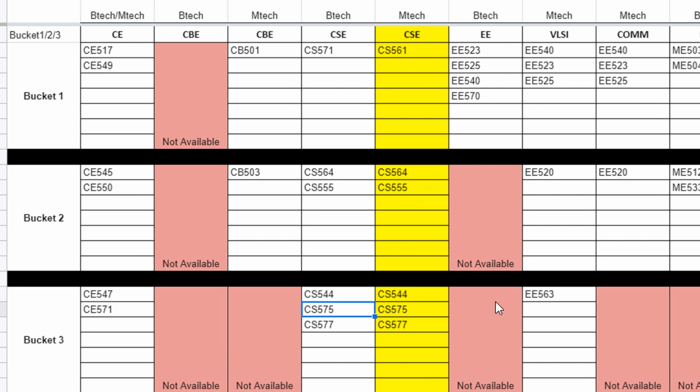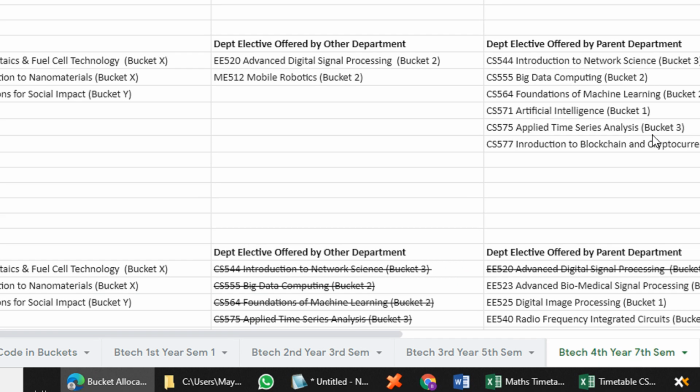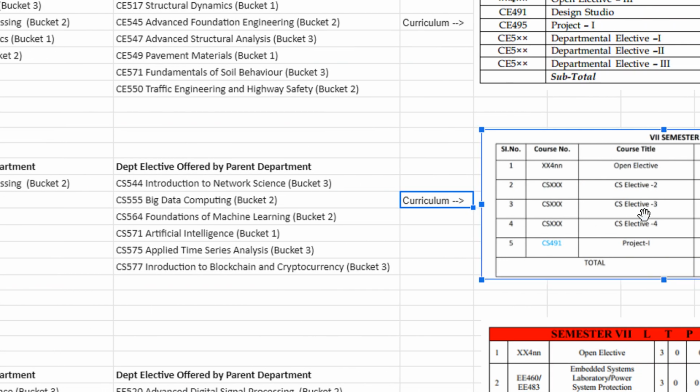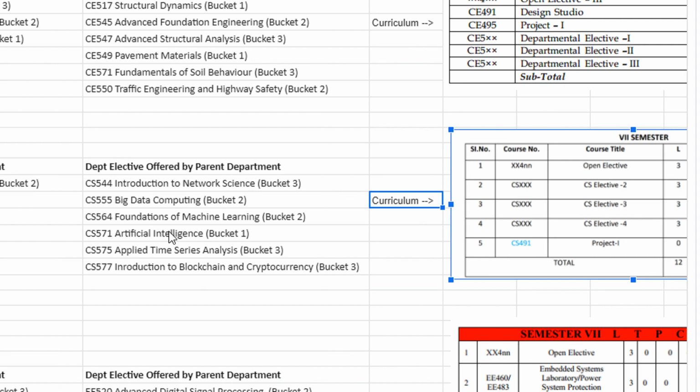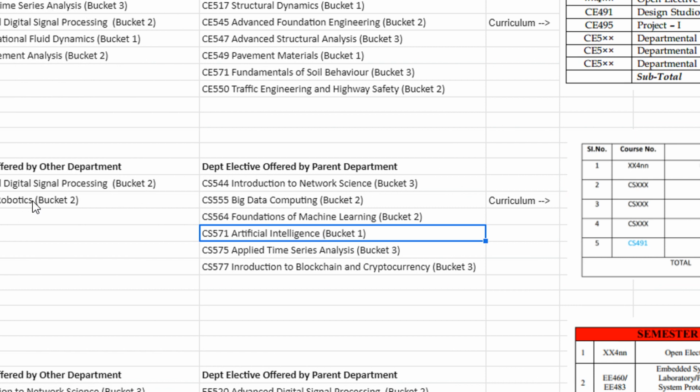Now let me take another example. Let me come to BTech fourth year. Either you can see it there or you can directly see it here. You see in the curriculum there are 3 electives. You come here and see that you have to choose one from every bucket. This is bucket 1, and I choose this because I see no other bucket 1 subject. Now for bucket 2, I have 4 choices.